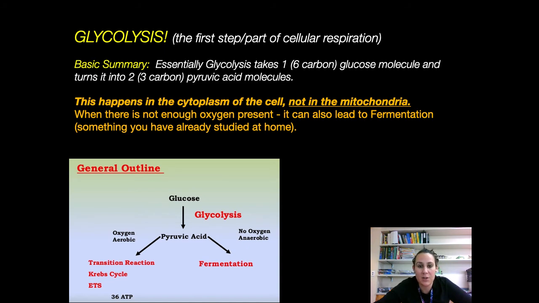You'll also see them called pyruvates. It's the same thing, but it splits it. It takes where you have 6 carbons, and it splits it into 2 separate molecules that are each 3 carbons. This happens in the cytoplasm of the cell, not in the mitochondria. When there's not enough oxygen present, it can also lead to fermentation, as we talked about before, and that's something you already looked at home. So this is the general outline of glycolysis, and then we'll get into more details on the next one, but that's generally the overview of glycolysis.